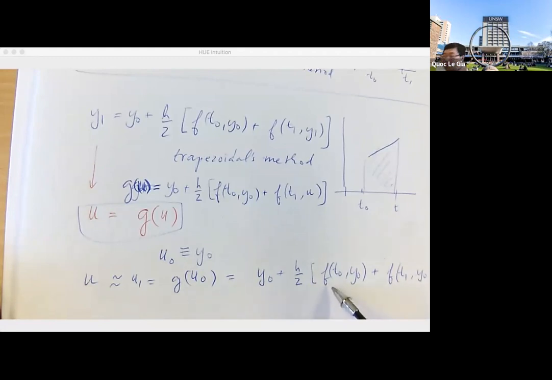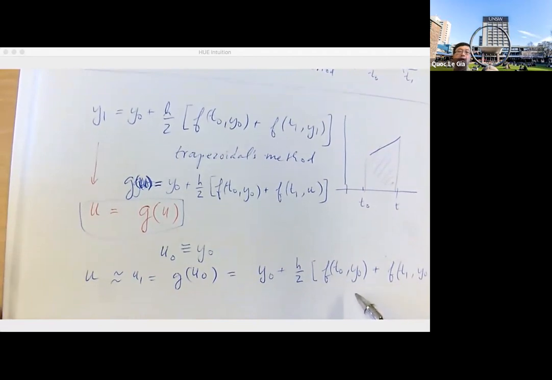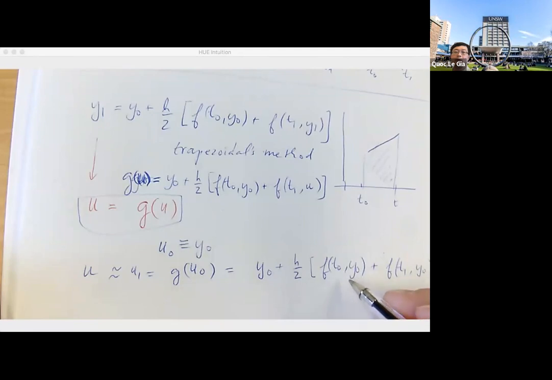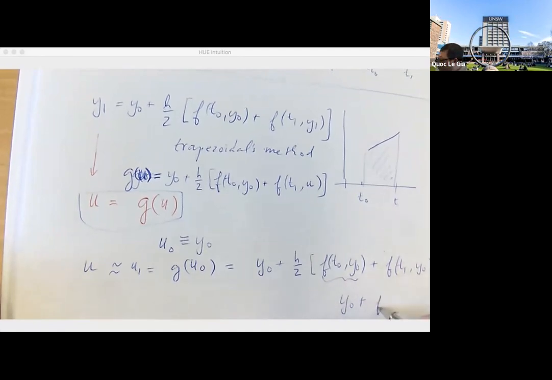But what is this one? So f(t0, y0) is just this one, and f(t1, y0) is this one.